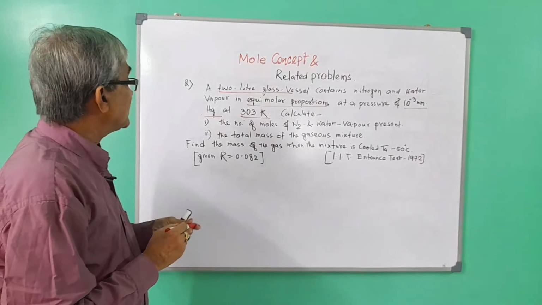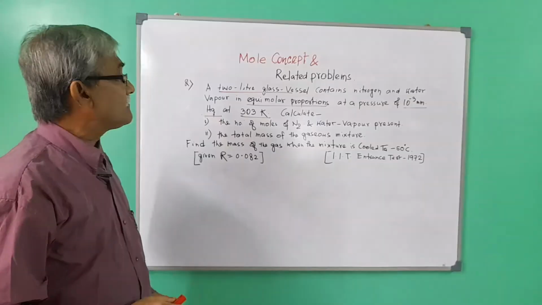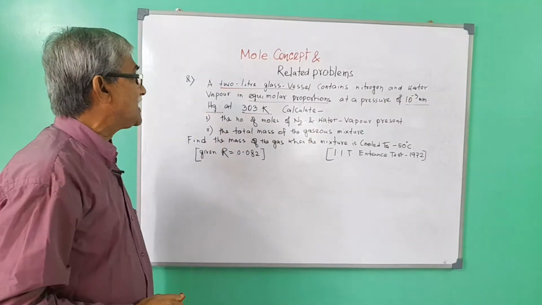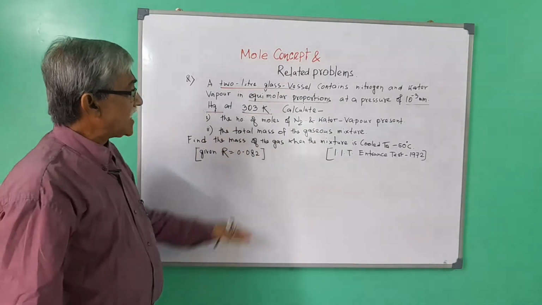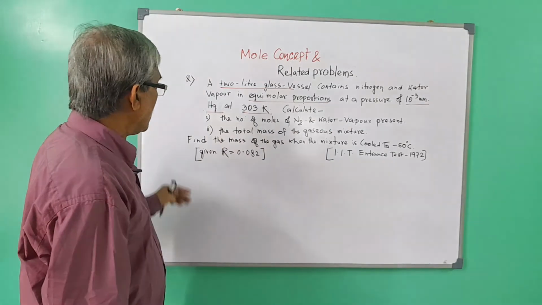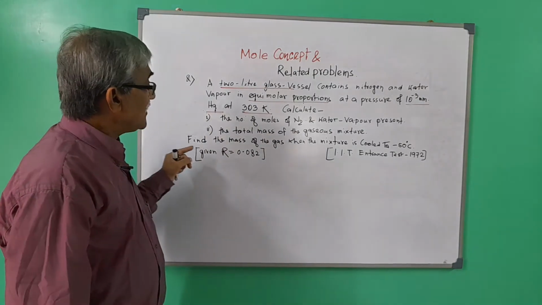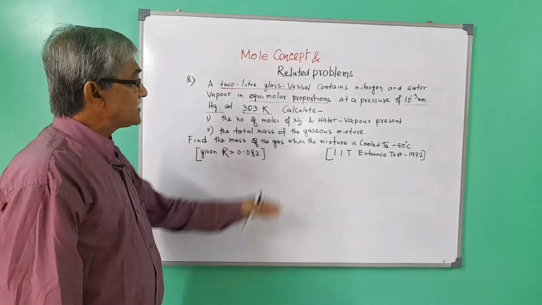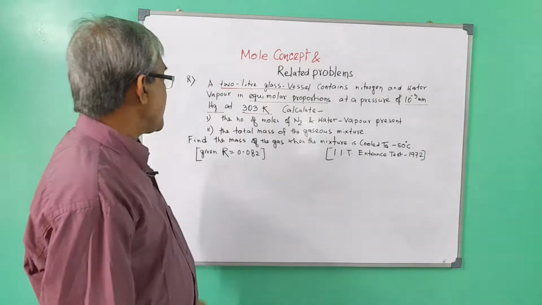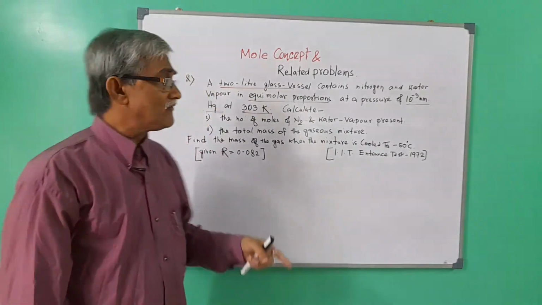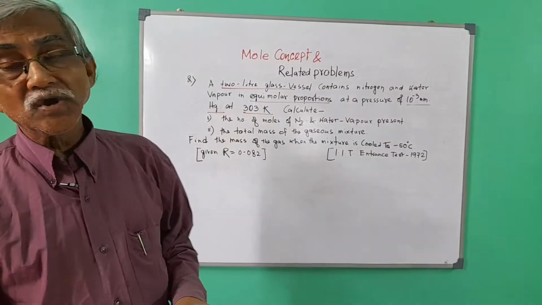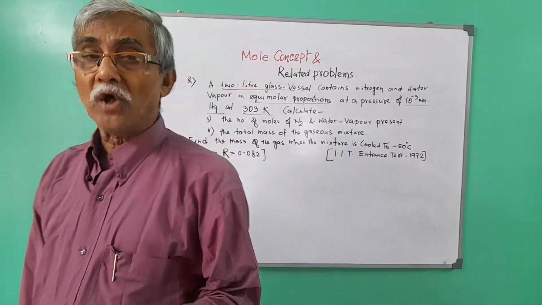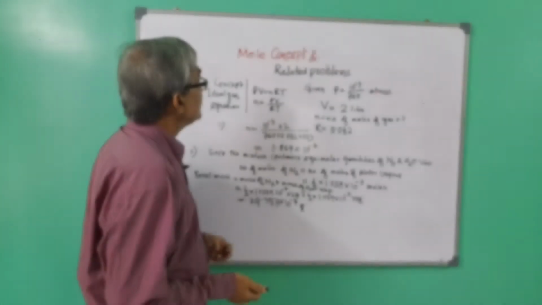Now what is the question? Number 1 is the number of moles of nitrogen and water vapor present. Number 2 is the total mass of the gaseous mixture. And find the mass of the gas when the mixture is cooled to minus 50 degrees Celsius. What is given? The value of R is given, which is 0.082. Now think for a while. Okay.